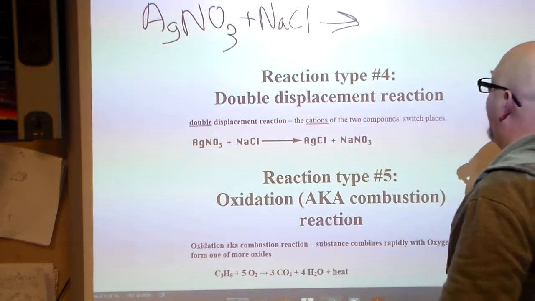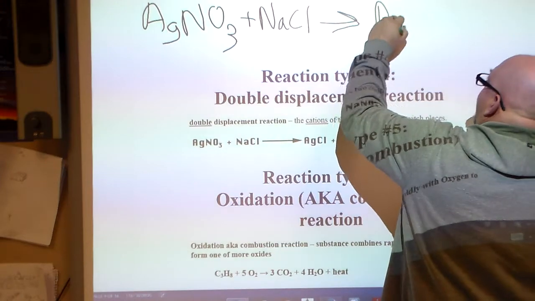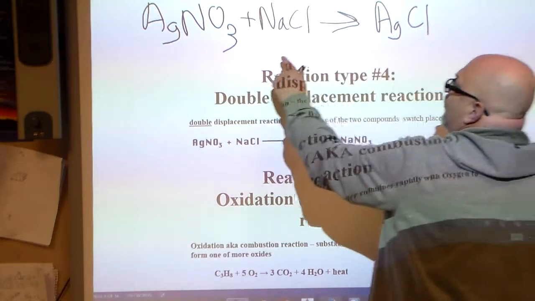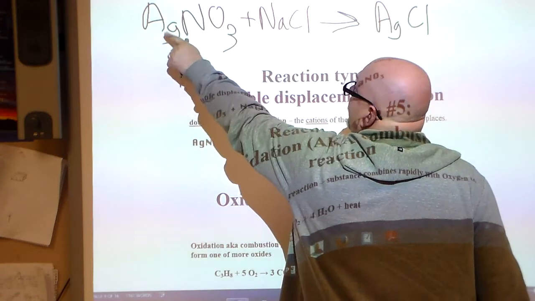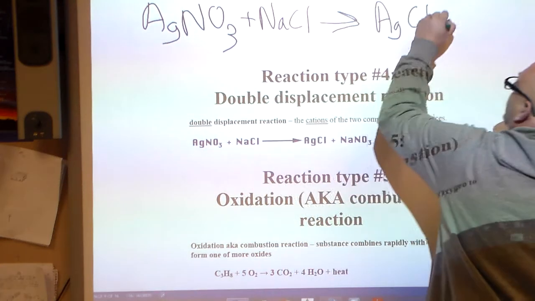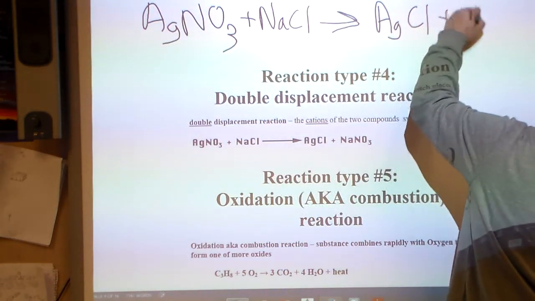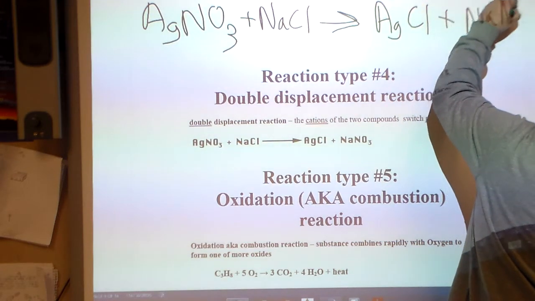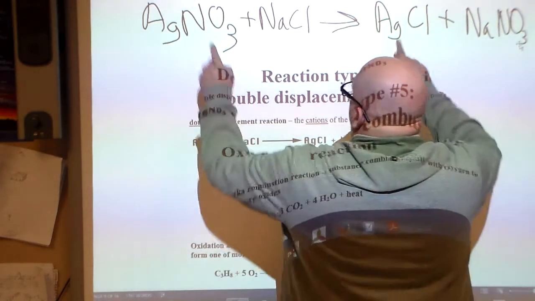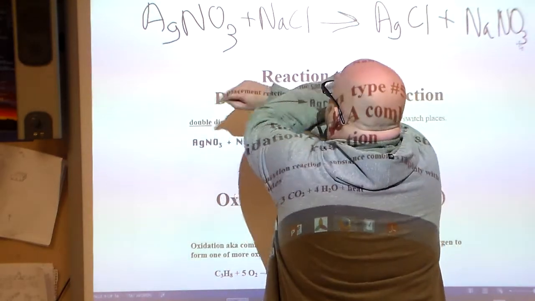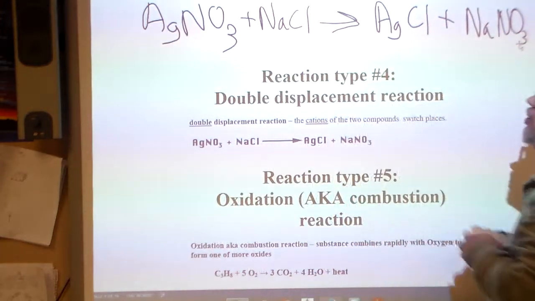And what do we end up having? We have AgCl. Notice how it's split. Notice how the Ag, the silver, switches places with the sodium, plus NaNO3. That is an example of a double displacement. The silver switched and the sodium switched.